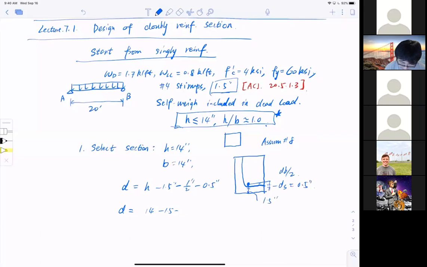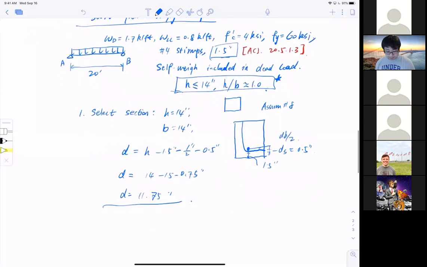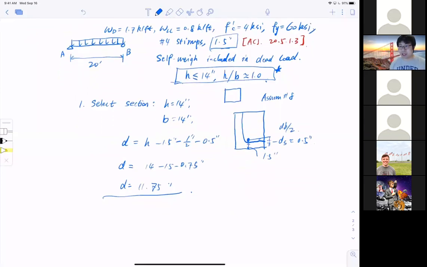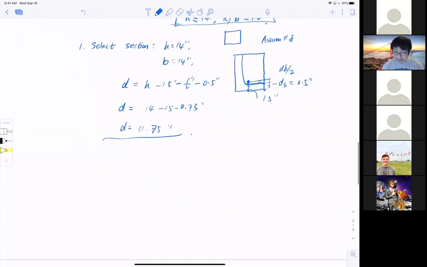So I have now 0.75. Okay, is it clear now? So I have stirrups 1.5 and concrete cover, minus 0.75. Yes, I got 11.75 inch as the depth of my beam. All right, so now I have a geometry that is fixed. I have a height of 14 inch, width of 14 inch, and depth of 11.75 inch. So that's the cross section.